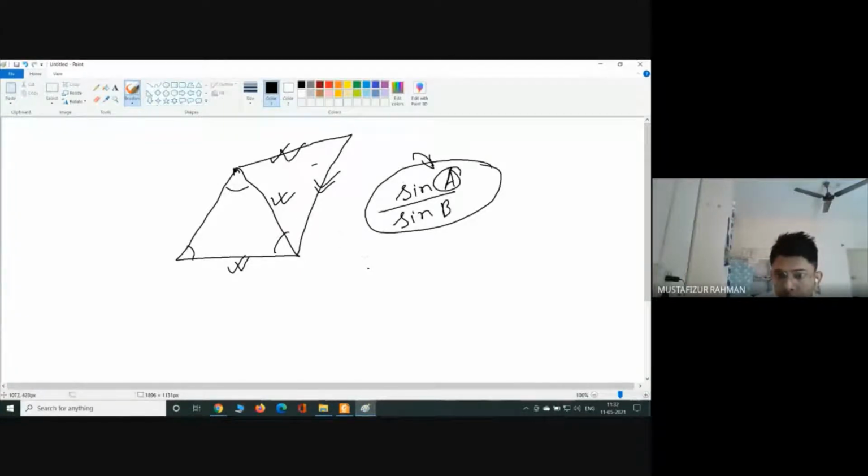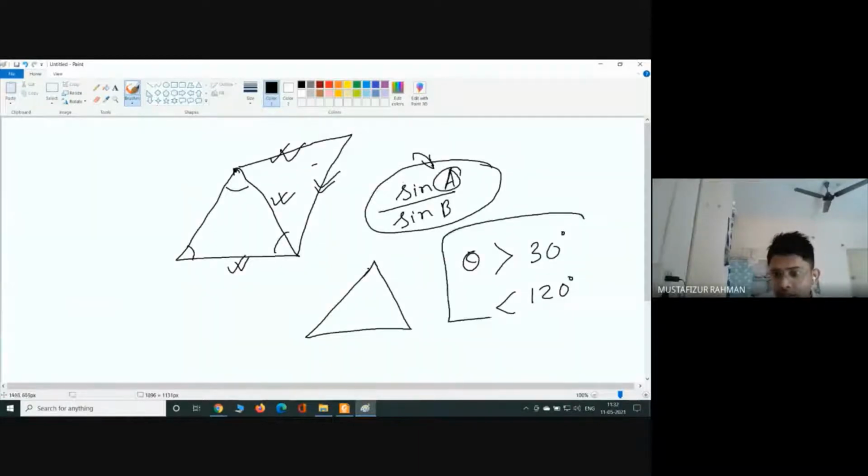Therefore, there is a term called well-conditioned triangle. Now, what is a well-conditioned triangle? In a well-conditioned triangle, all the angles are greater than 30 degrees and also less than 120 degrees. So this is the condition of a well-conditioned triangle.